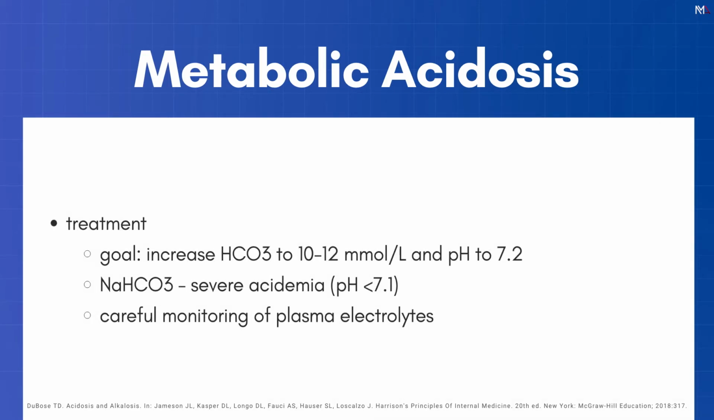The goal of treatment is to increase bicarbonate to 10 to 12 millimoles per liter and the pH to 7.2. Sodium bicarbonate, IV 50 mg diluted in 300 milliliters of sterile water administered over 30 to 45 minutes during the first 1 to 2 hours of initial therapy, may be given for cases with severe acidemia or pH of less than 7.1. There should also be careful monitoring of plasma electrolytes.